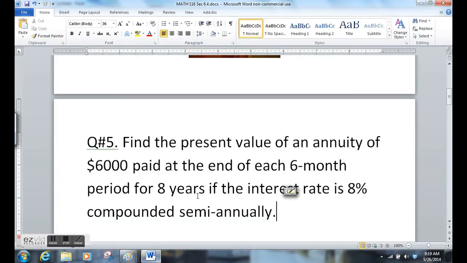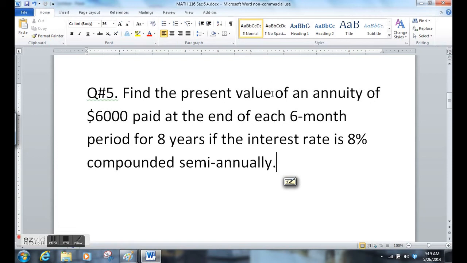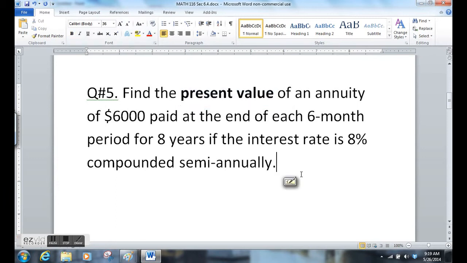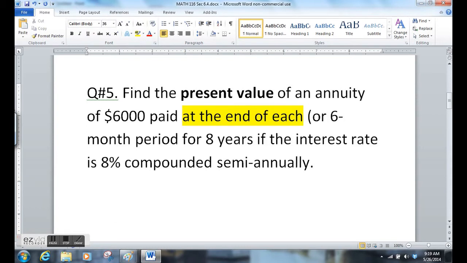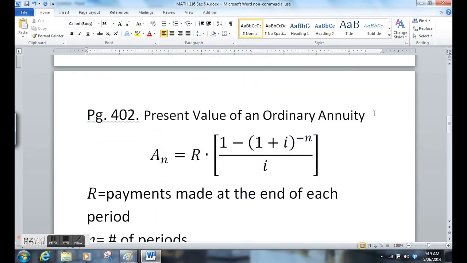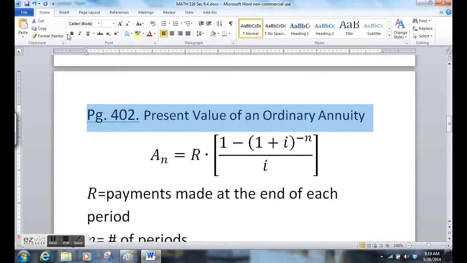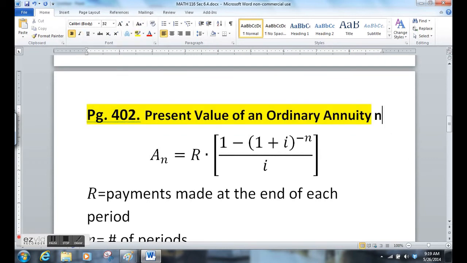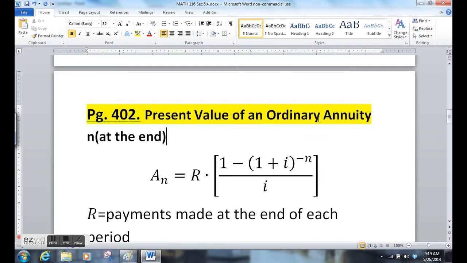So, in order to answer these questions, you need the formula. If you're reading this problem on a test, two things jump out at you. Present value, okay, that means a present value formula, of an annuity paid at the end of each 6-month period. This "at the end" tells you it's an ordinary annuity. So end means ordinary. Here's your formula: present value of an ordinary annuity. What does ordinary mean? It means paid at the end.